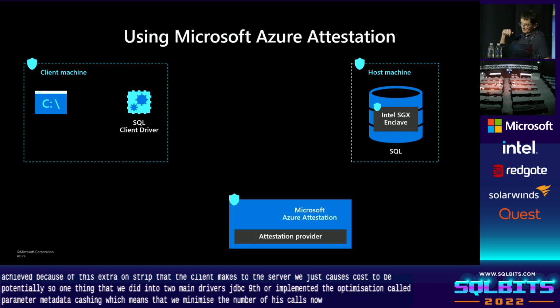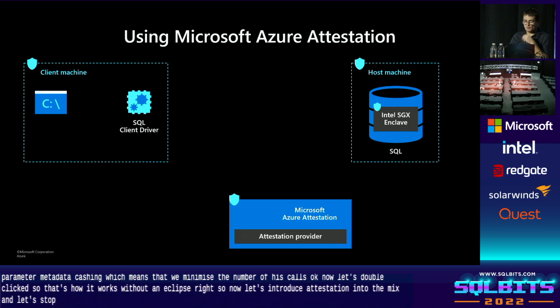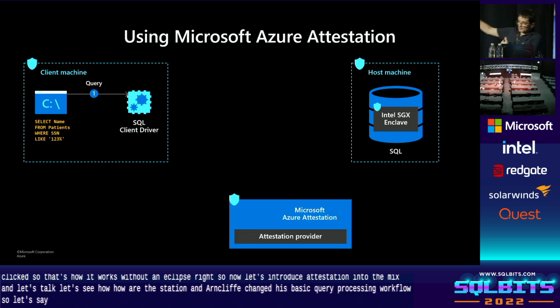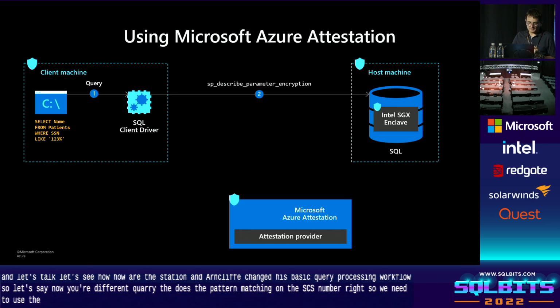Now, let's double click. So that's how it works without enclaves, right? Now, let's introduce attestation into the mix, and see how attestation and enclaves change this basic query processing workflow. Let's say you now run a slightly different query that does pattern matching on the SSN number, right? To process this query, we need to use the enclave.